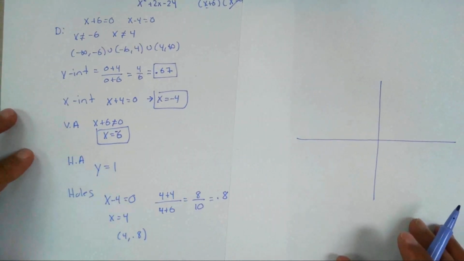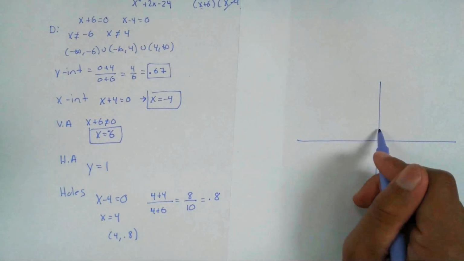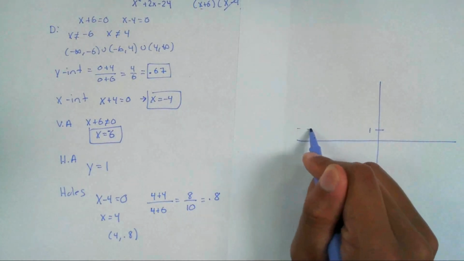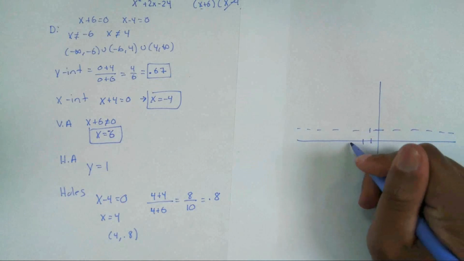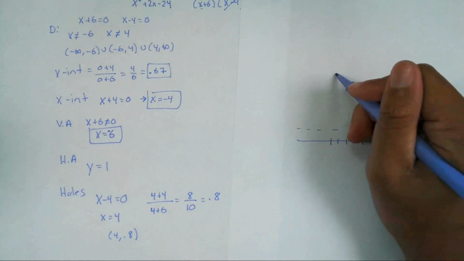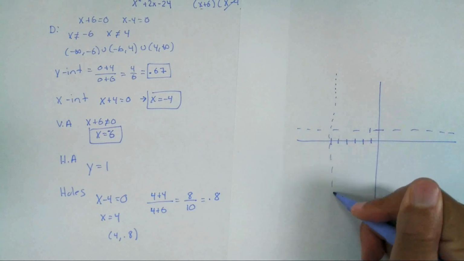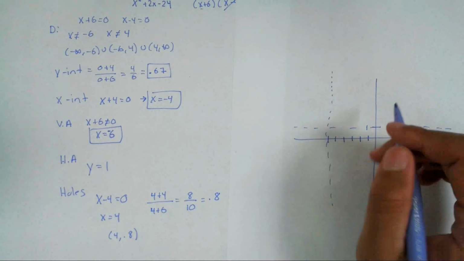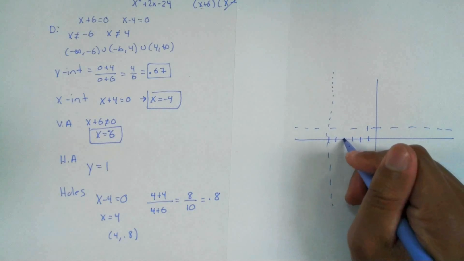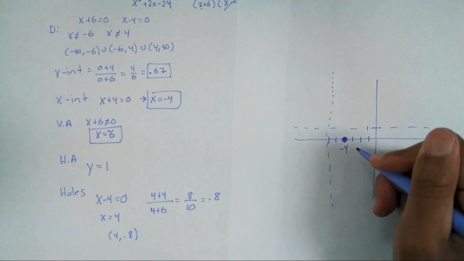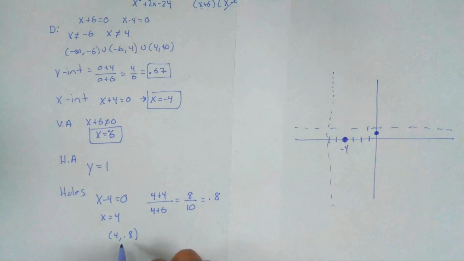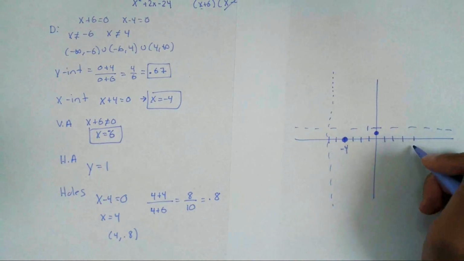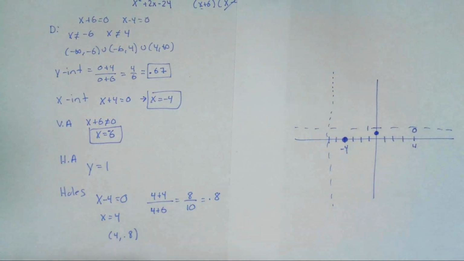So everything from your HA, well, you already know you have an HA at y equals 1. You already know you have a vertical asymptote at x cannot equal -6. You have an x-intercept at -4. You have a y-intercept at 0.67. And you have a hole at 4 comma 0.8. Now a hole is literally a hole. You literally have to do an open circle anytime you have to graph a hole.